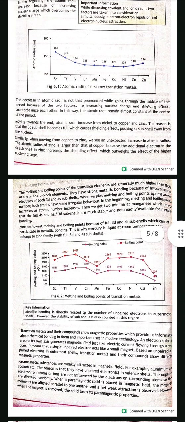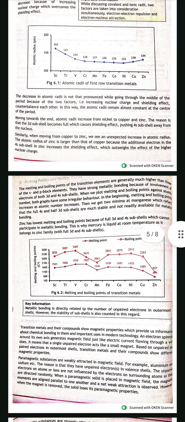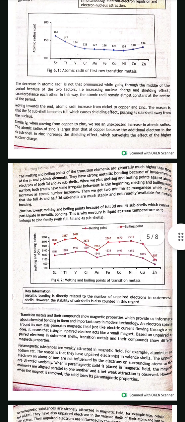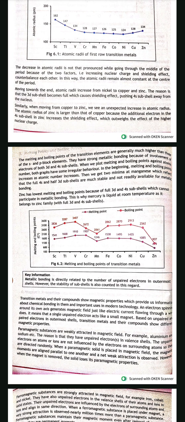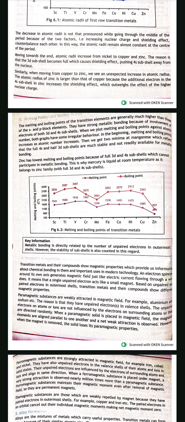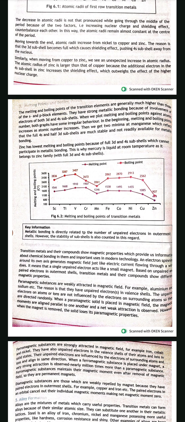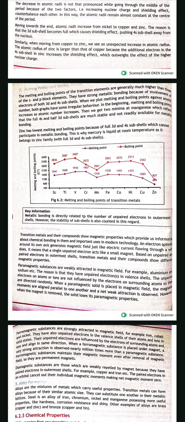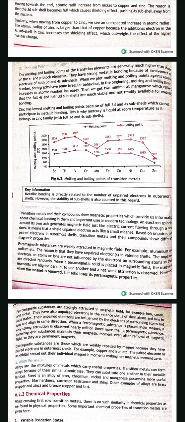Moving towards the end, atomic radii increase from nickel to copper and zinc. The reason is that the 3d subshell becomes full, which causes a shielding effect, pushing the 4s subshell away from the nucleus. Similarly, when moving from copper to zinc, we see an expected increase in atomic radius. The atomic radius of zinc is larger than that of copper because the additional electron in the 4s subshell in zinc increases the shielding effect.